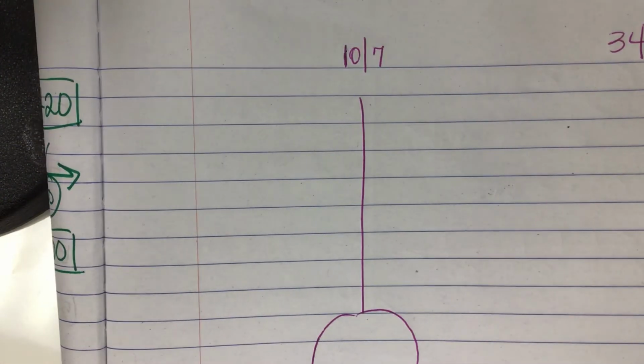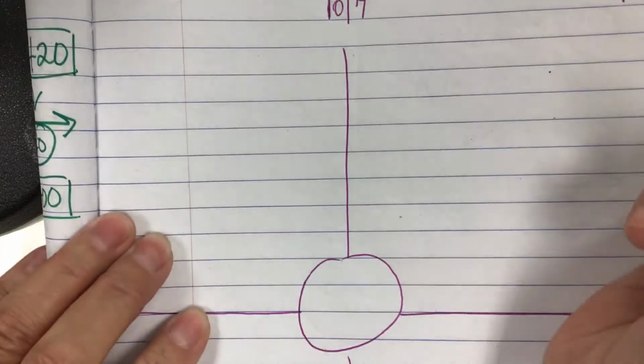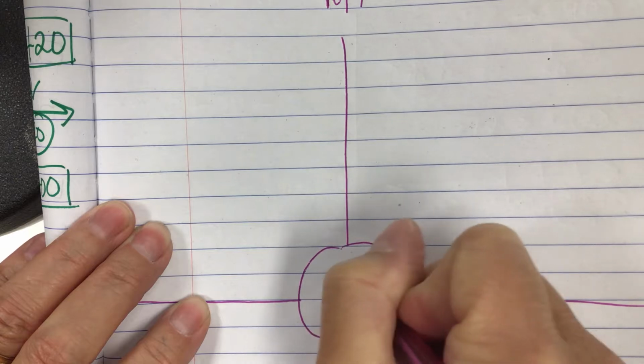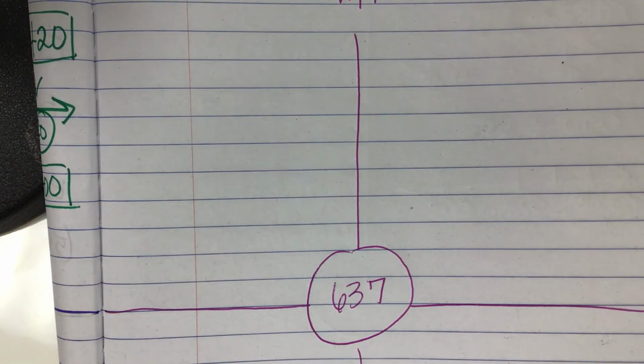This is warm-up, October 7th. And we're doing a number mat, and our number today is 637. So the first one asks us to do expanded form.